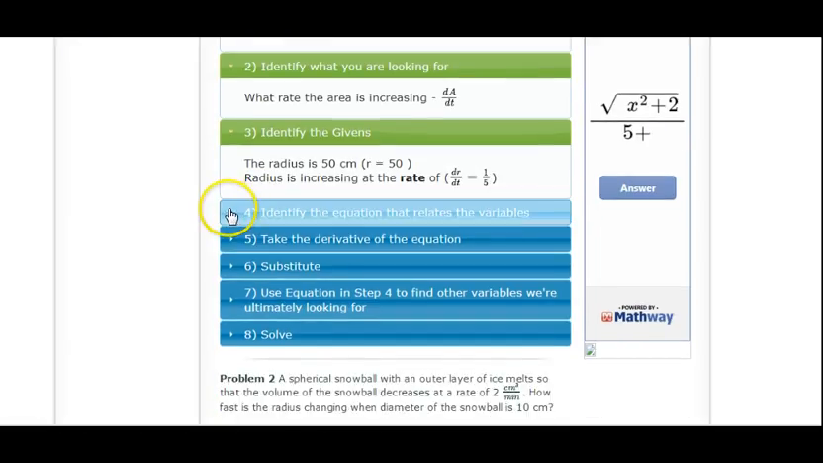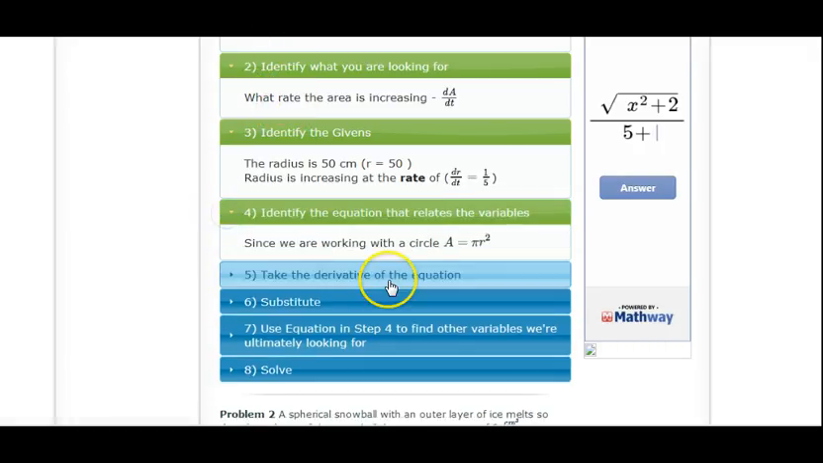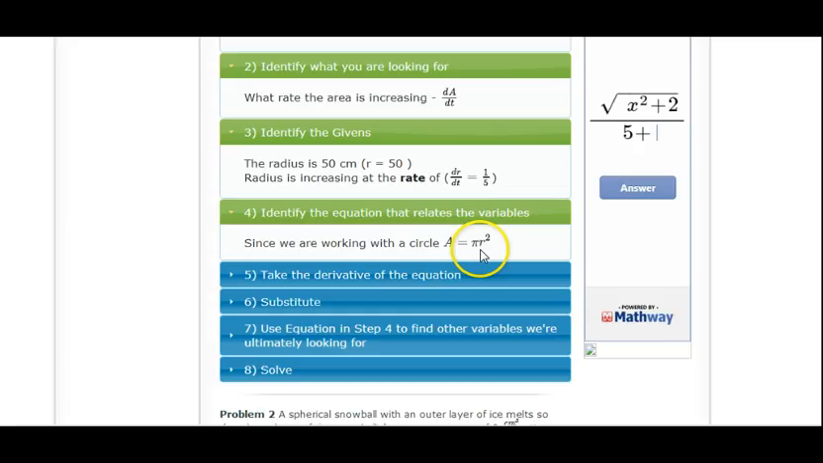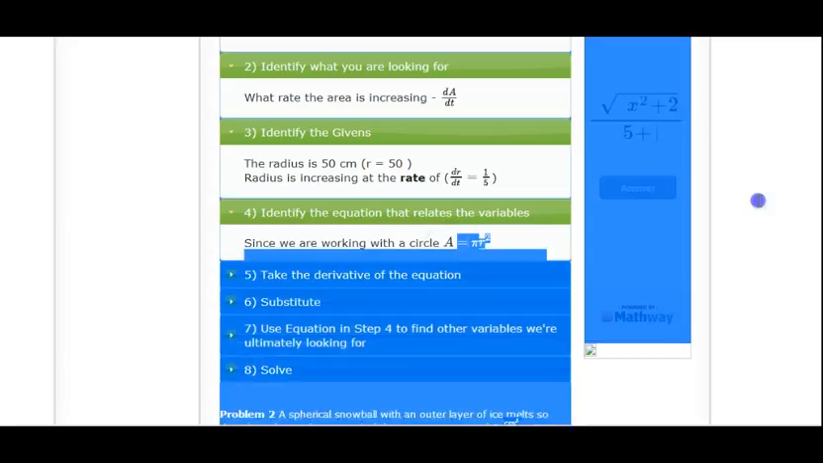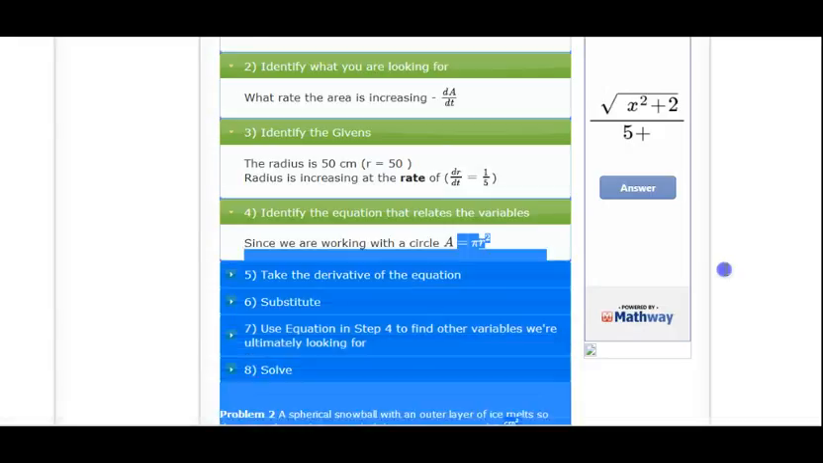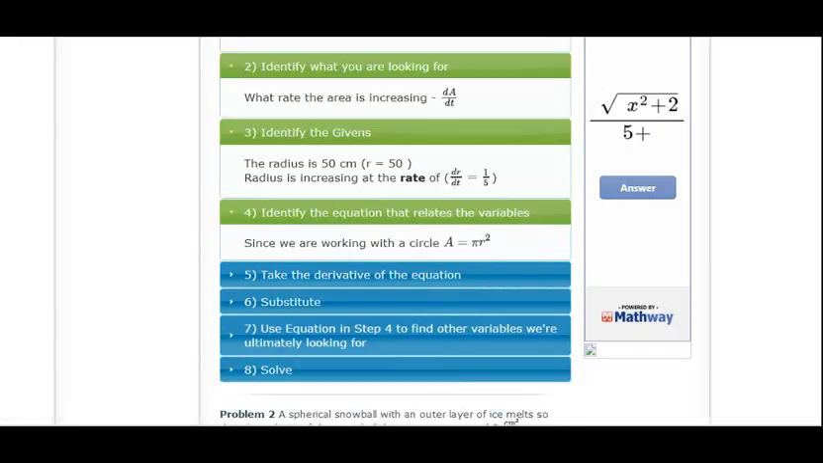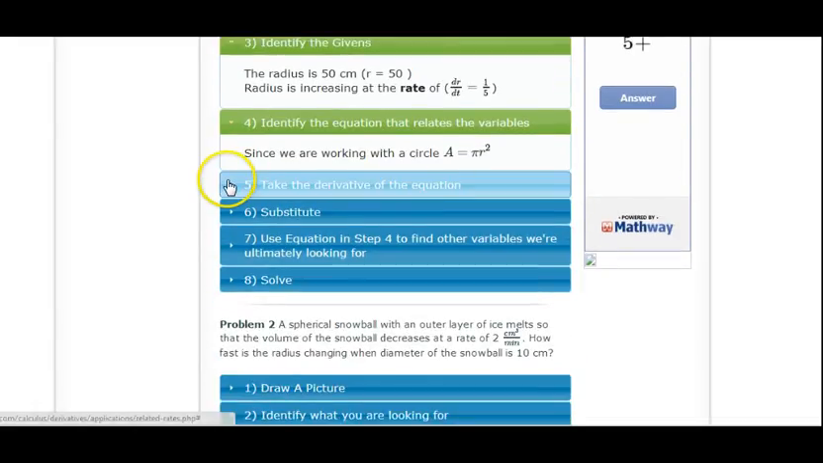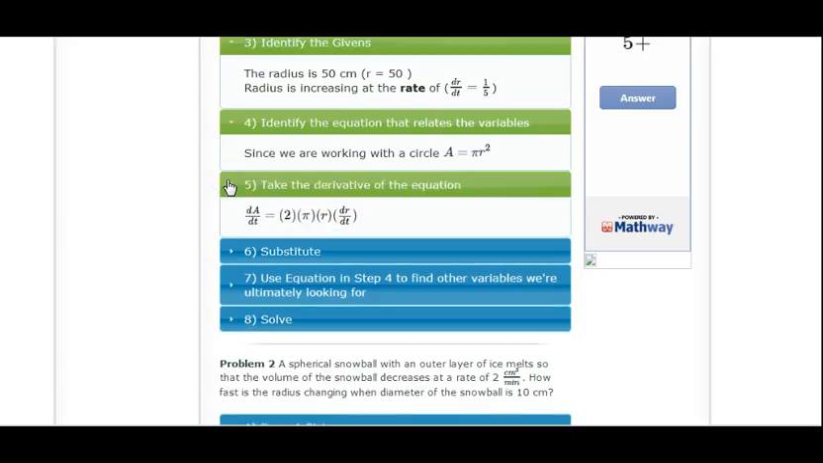You want to identify the equation that relates these variables. Well, what we're trying to accomplish is finding the rate of change of the area, and the area formula for a circle will relate the radius to the area, obviously. So we want to use area equals pi r squared. You want to take the derivative of this, and you'll be learning about something called implicit differentiation.